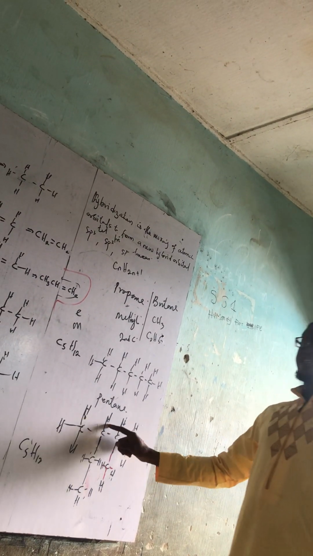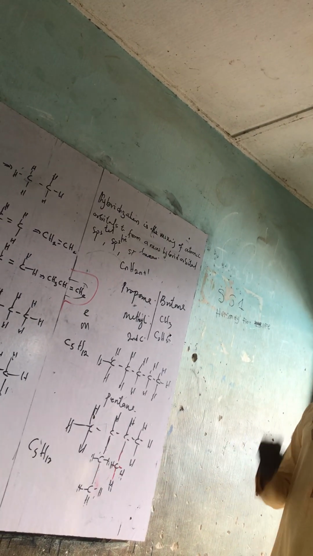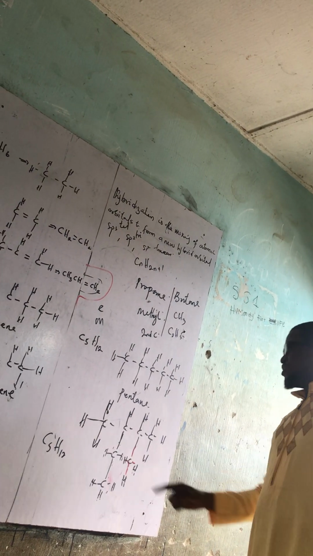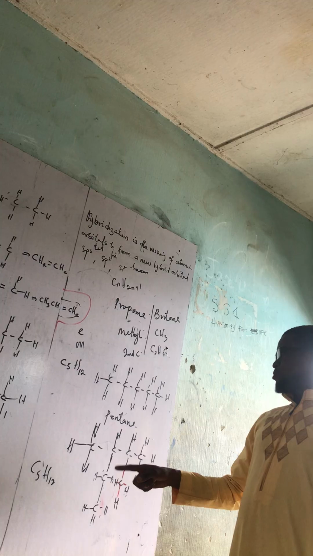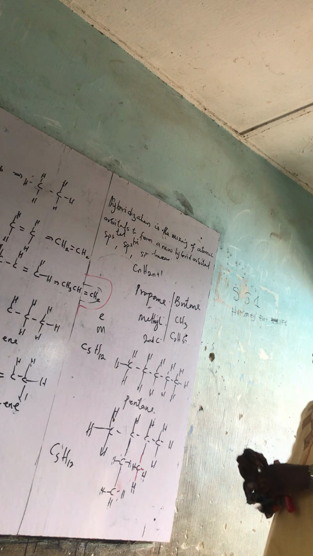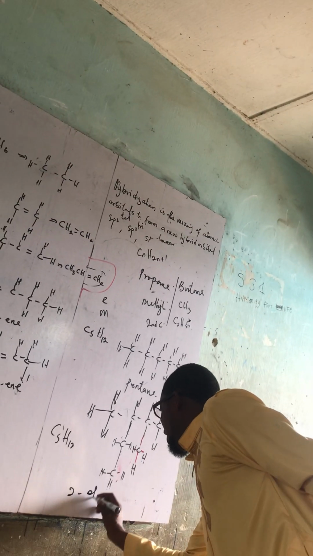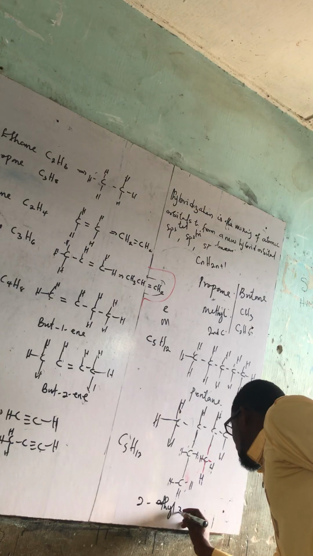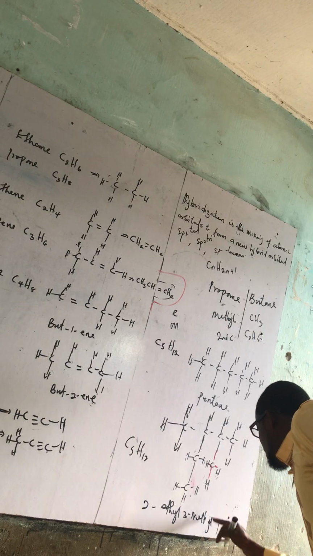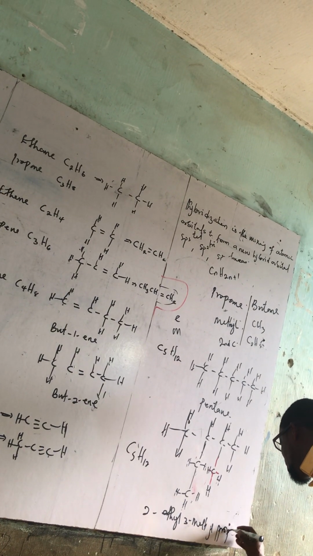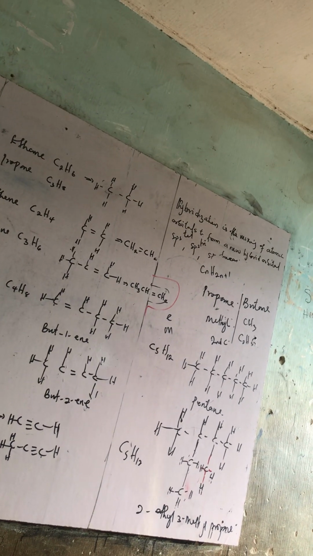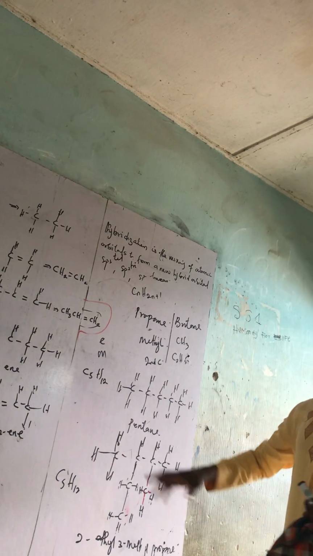Now because I have ethyl on the second carbon and methyl on the third carbon, and the rule says we must follow alphabetical order, E comes before M. So the name is 2-ethyl, then 3-methyl, then propane. That is how we can name them when we have 2 different attachments in them.